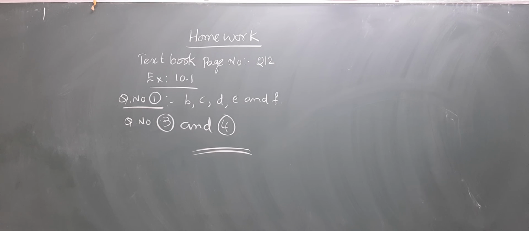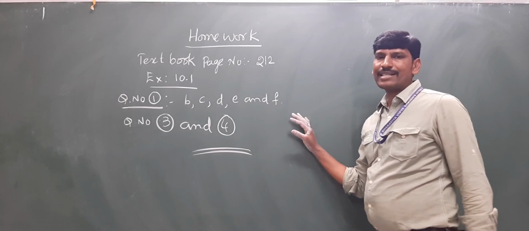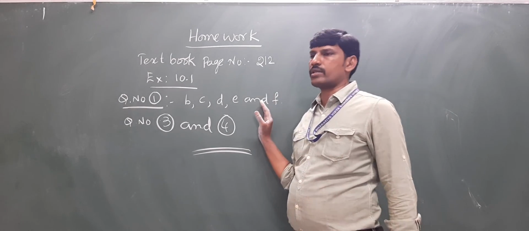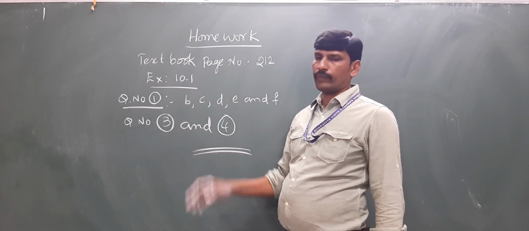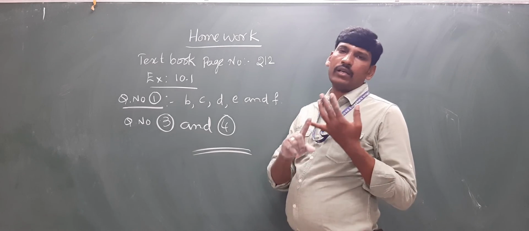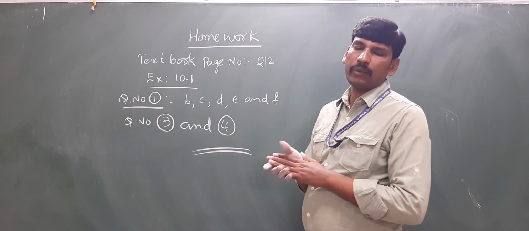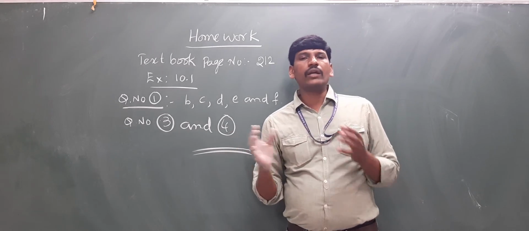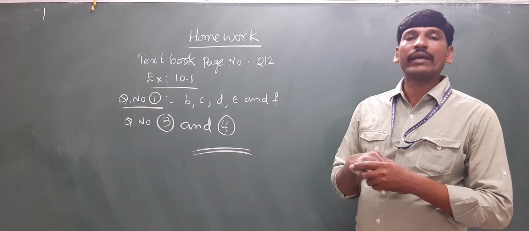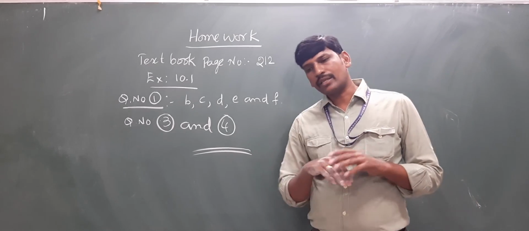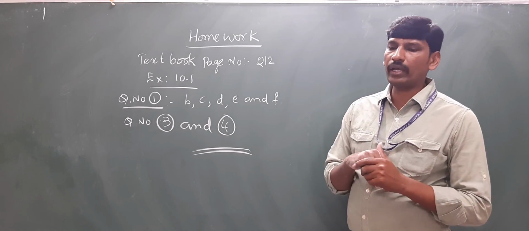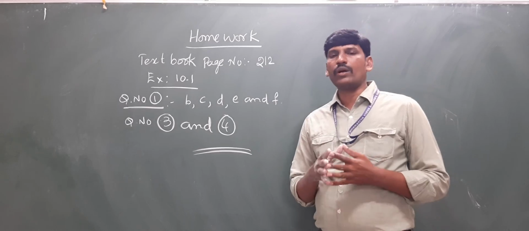Now children, I hope you understood today's concept as well as the exercise questions from 10.1. Clear? So the perimeter of a square and the perimeter of an equilateral triangle we discussed. 4 into side is the perimeter of a square, and 3 into side is the perimeter of an equilateral triangle. We discussed 2 examples. I explained 2 sums, from question number 1 and question number 2.